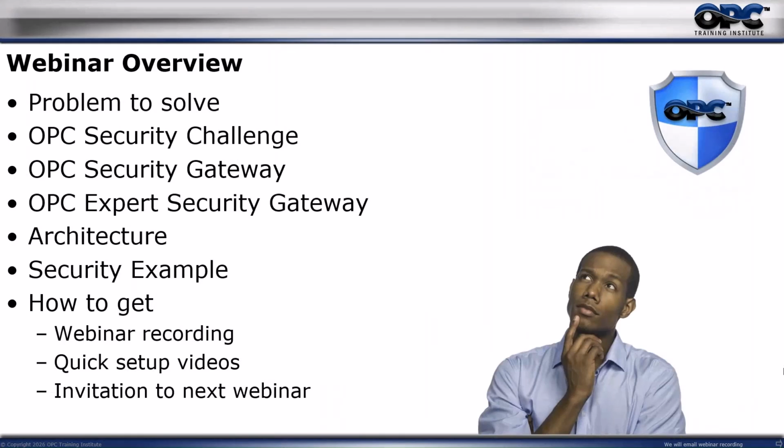We're going to be talking about the problem we're trying to solve. Then we'll talk about the security challenge we have in OPC and in automation. We will talk about, in general, OPC Security Gateway. What is it? Then I'll show you the OPC Expert Security Gateway very specifically. I will also show you the architecture, and I'll give a little security example with a demonstration.